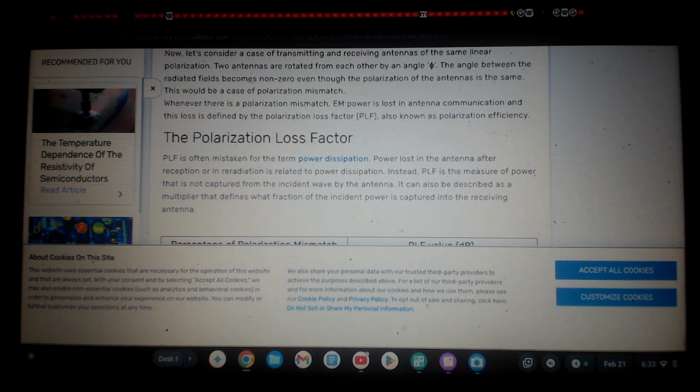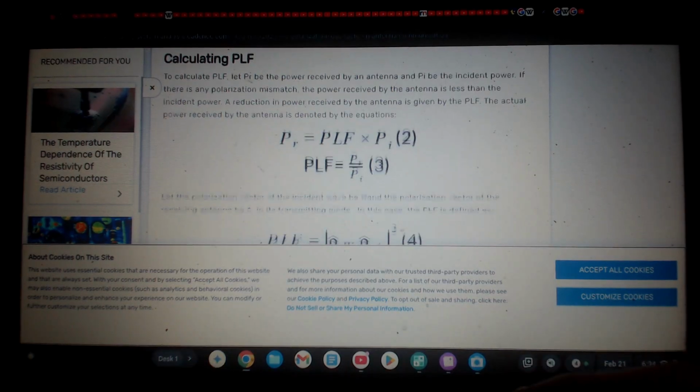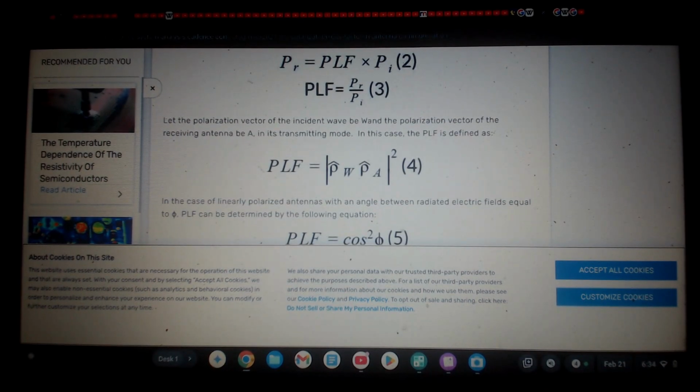PLF is the measure of power that is not captured from the incident wave by the antenna. It can also be described as a multiplier that defines what fraction of the incident power is captured by the receiving antenna, meaning how much is getting through to your antenna, your intensity. A reduction of power received by the antenna is given by the PLF. Keep in mind these things in parentheses are just steps. That's not part of the equations he's talking about.